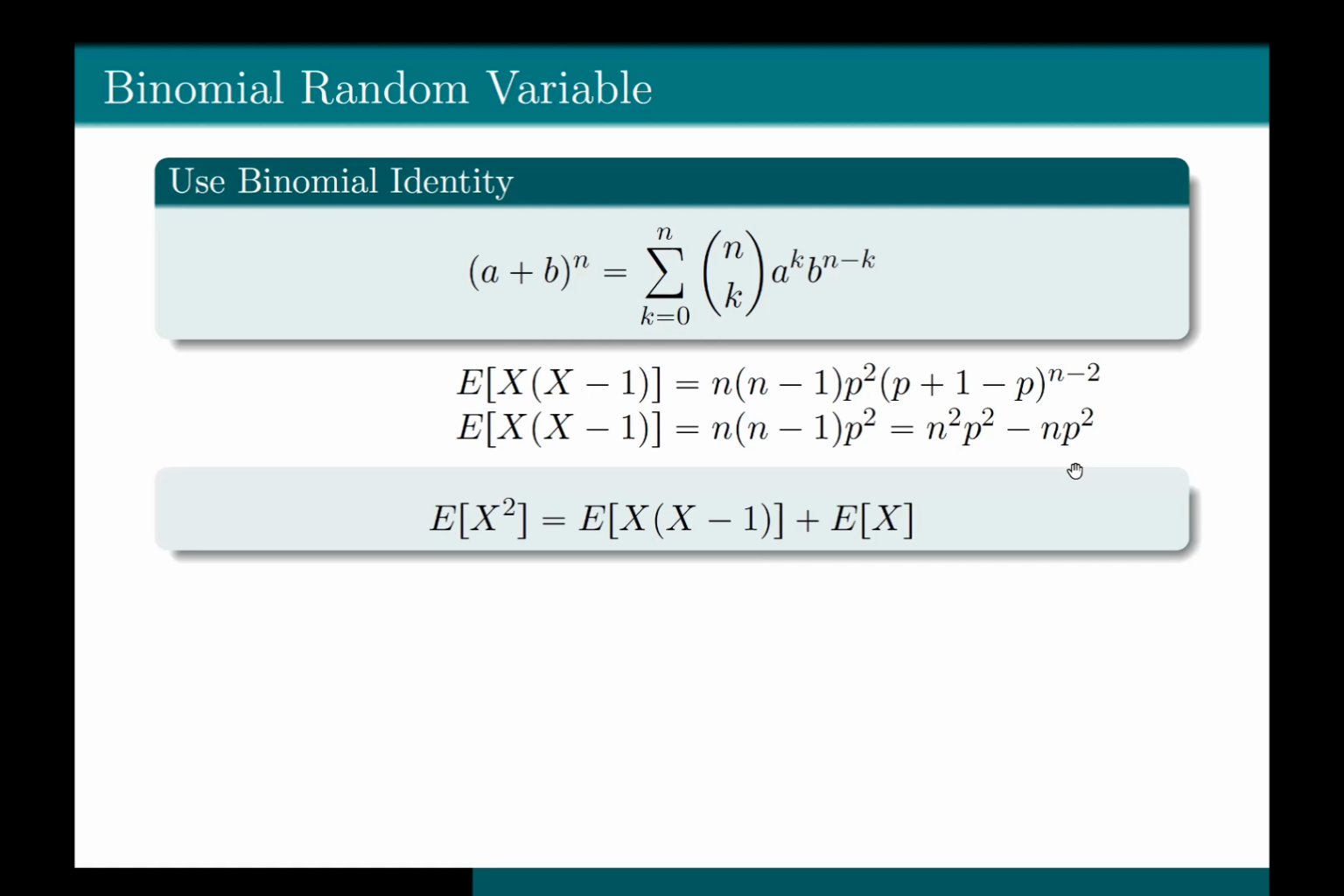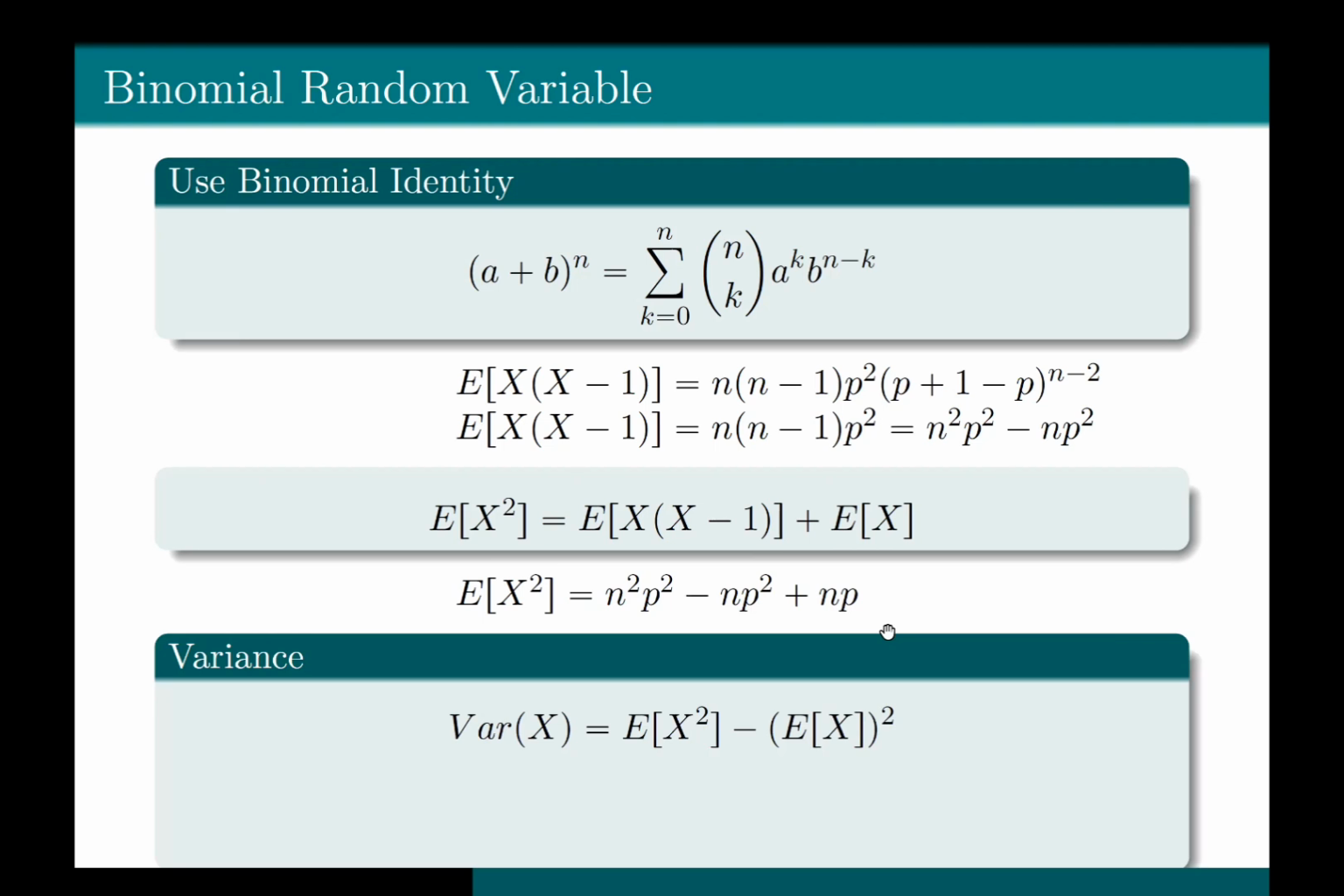What would be the value of expectation of x square? Expectation of x square is expectation of x times x minus 1 plus E of x. We know what E of x is. E of x is np. So E of x square becomes n square p square minus np square plus np. So now we have the value of expectation of x square, and it's time to put this value in the formula of variance and find the value of the variance.